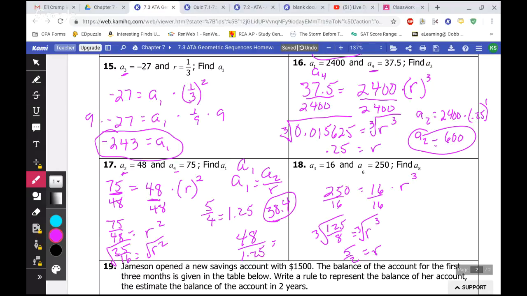And I can reduce it. 250 and 16 are both divisible by 2, which gives me 125 over 8, which also happen to be perfect cubes. Praise God, because you needed to take the cube root of both sides. So the common ratio is 5/2. And so now, I'm supposed to find what? A sub 8.